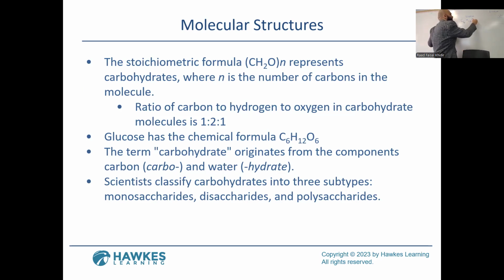But remember, the formula says you must have a CH2O and an N on the outside. So now put glucose for me in this N formula. CH2O. What should the N be? 6. The N is a 6. Excellent. Because 6 times C, that's C6. 6 times 2H, that's 12. And 6 times O, that's O6. Very good. You got it.